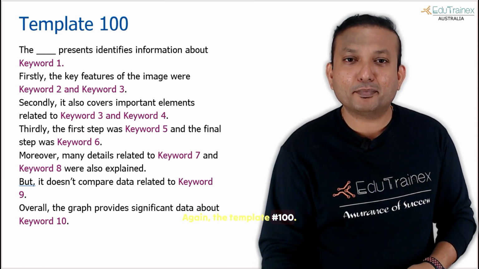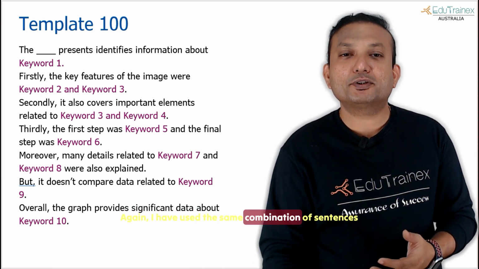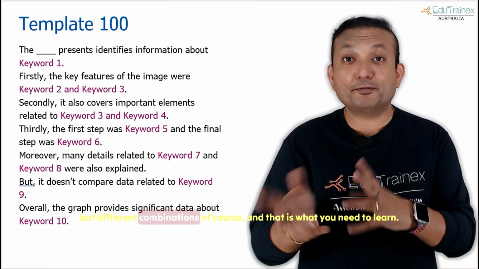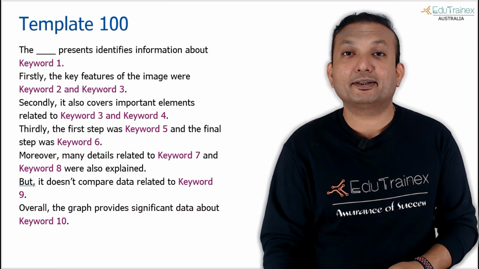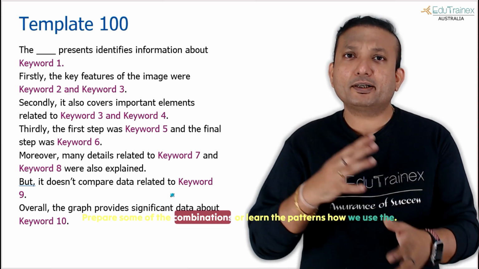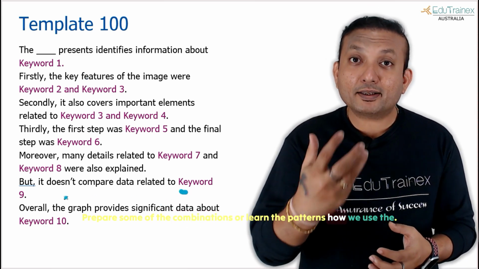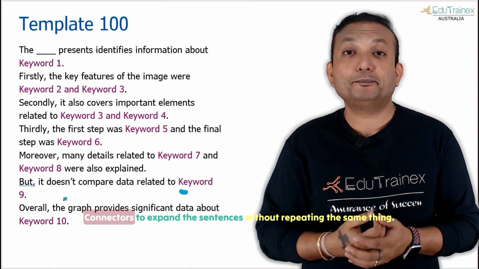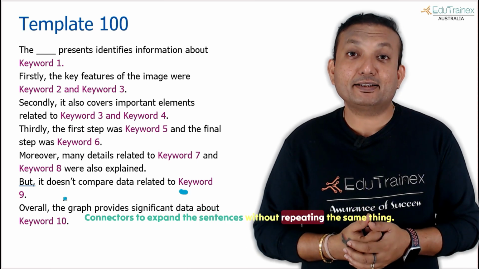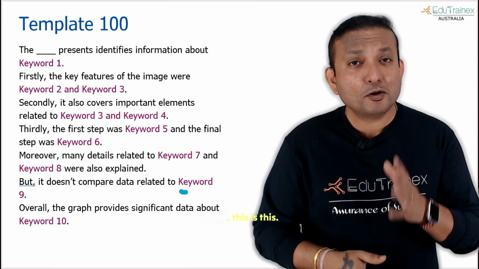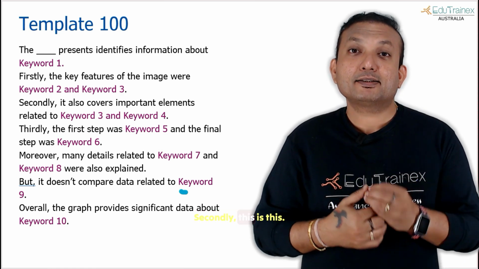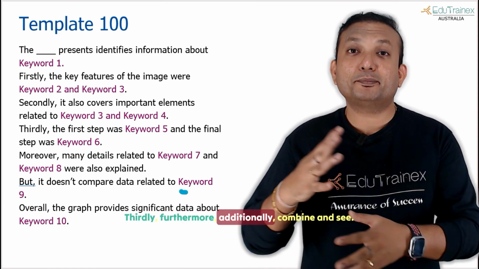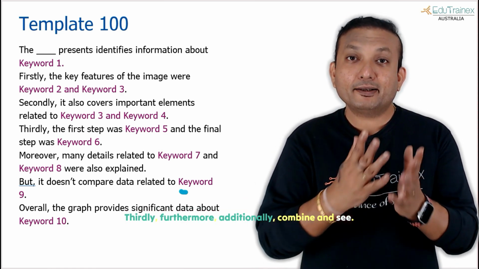Again, the template number 100. Again, I have used the same combination of sentences, but different combinations, of course. And that is what you need to learn. Prepare some of the combinations or learn the patterns, how we use the connectors to expand the sentences without repeating the same thing. Firstly, this is this. Moreover, this is this. Secondly, this is this. Thirdly, furthermore, additionally, combine and see.